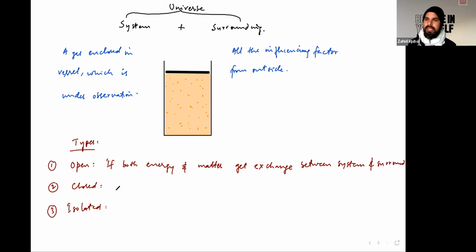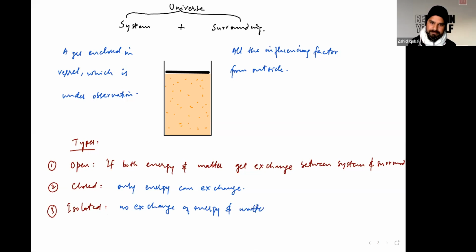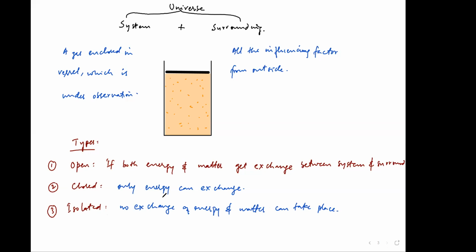If a system allows exchange of only energy and there is no exchange of matter, then it is called a closed system. Only energy can be exchanged between system and surrounding. And for an isolated system, no exchange of energy and matter can take place. Fatima, is it clear? Yes, sir. Okay, just write it down.